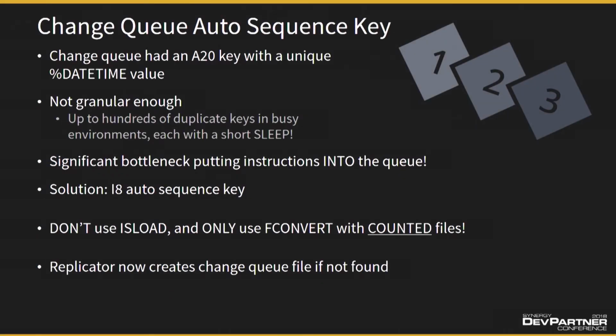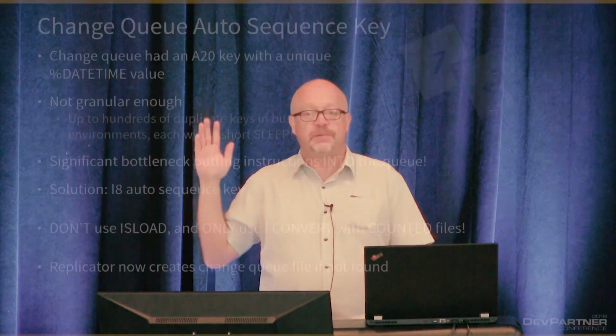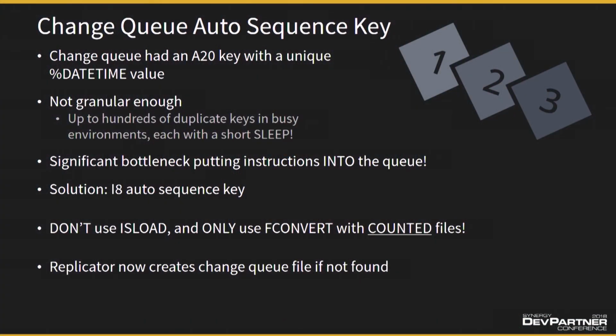Change queue auto sequence key was actually a big deal. It turns out that %date time really isn't very granular in terms of how fast systems operate these days. And I didn't realize that the replicator, when it tried to inject into the instruction queue, was actually hitting a duplicate key over and over again, and it had a tiny little sleep in there for like a 1,000th of a second. And that was actually, as it turns out, a major bottleneck in this whole environment. We changed that to an I8 sequence key, and all of a sudden the whole thing got like 60% faster. It's amazing how much of an impact that had.